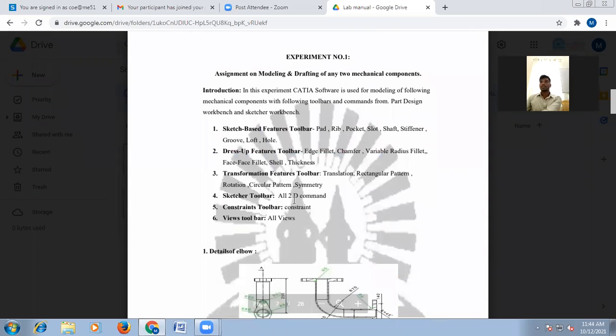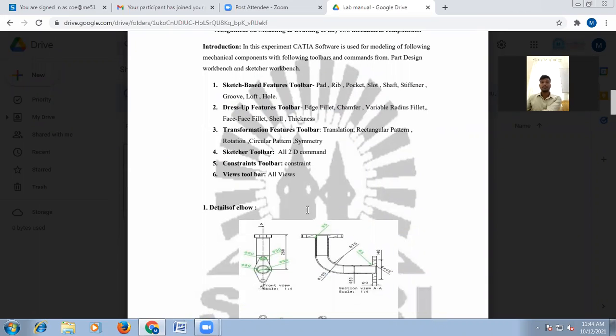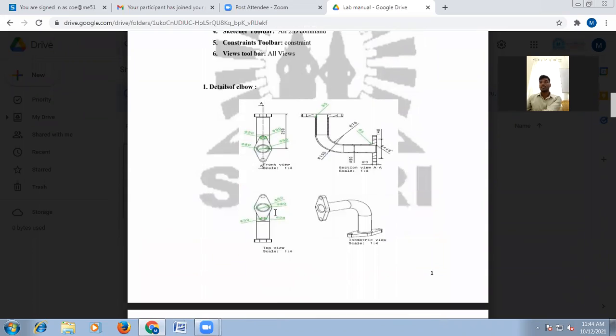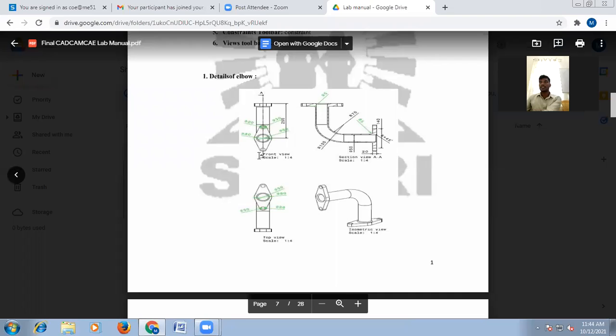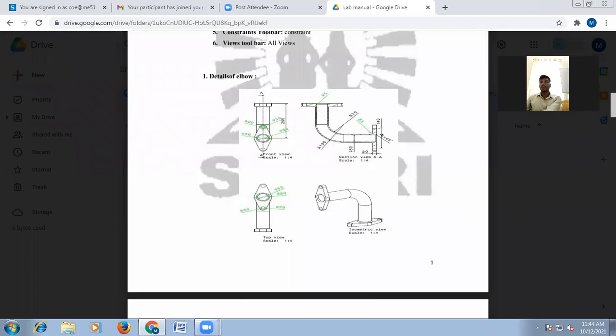Okay, see, this is our first experiment. The step-by-step procedure is already given, and we have to draw this part. We have taken the example of the elbow, so we have to draw this elbow, and this is the drafting. Once you complete the 3D part and click on the drafting part, you will get these different views. Now you can see here there are 4 views. This is the front view, this is the section view, this is the top view, and this is the isometric view.